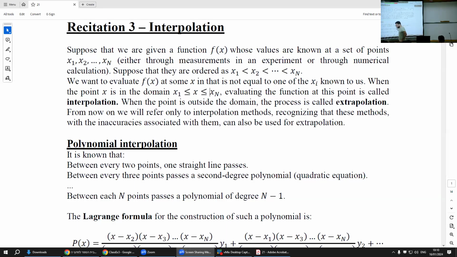Okay, good morning. So today we're talking about interpolation and extrapolation. So what's the difference between interpolation and fitting? What you've done in physics lab was fit. Yes. So what's the difference between interpolation and fit?